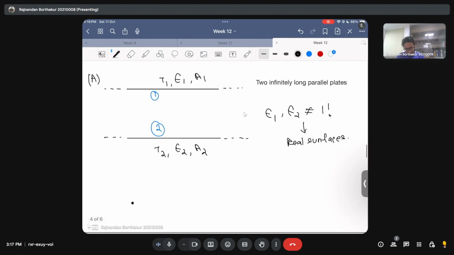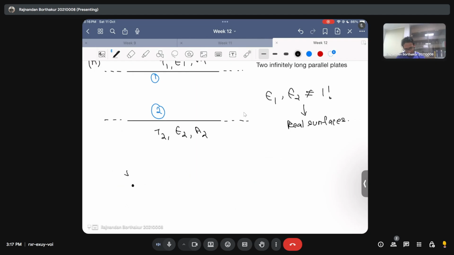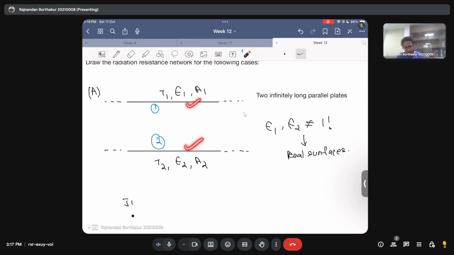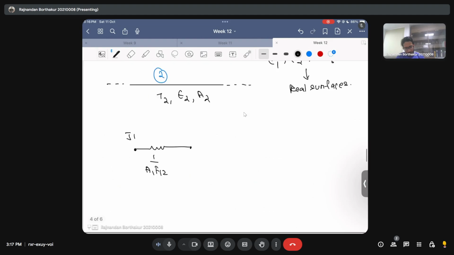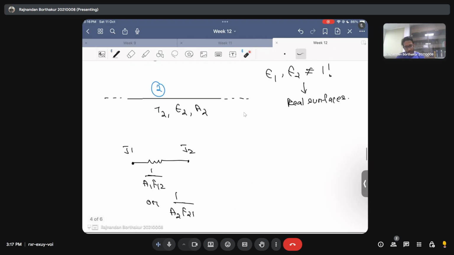Okay, so what we'll do is identify the radiosity node of surface 1, which will be equal to J1, and then the space resistance between surface 1 and surface 2. Since there are only two surfaces, it will simply be equal to 1 upon A1 F12, or somebody can write it as 1 upon A2 F21, because the reciprocity relation holds good here. Okay, so this would now be the radiosity node J2. Now, this would have been the radiation network.